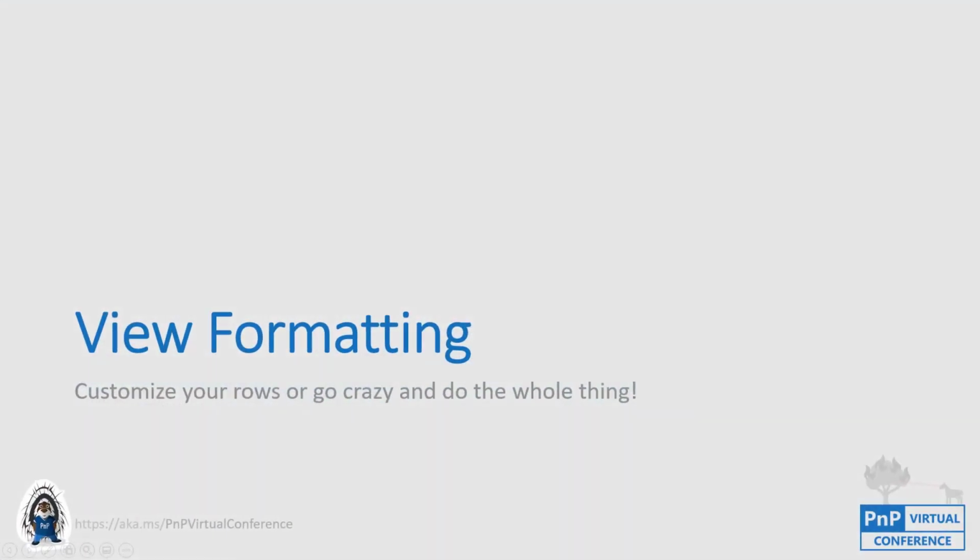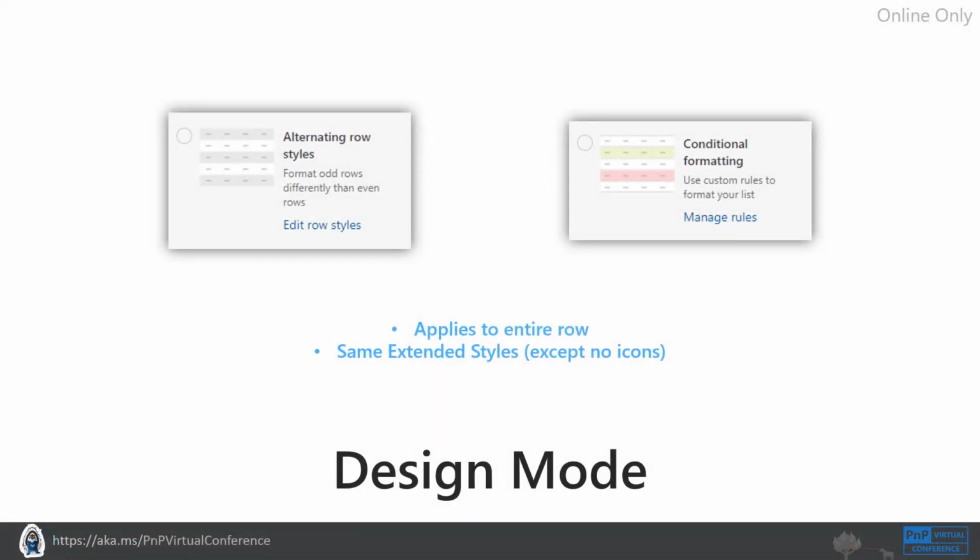All right. Now we've seen column formats in action. Let's take a look at view formatting. Similar to column formatting, when you first go into Format a View, you're going to be presented with some design mode options. There's just a couple for now, but there are more on the way. And you can do almost the exact same types of things, except there's no icons available here.